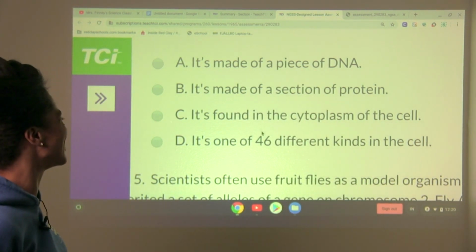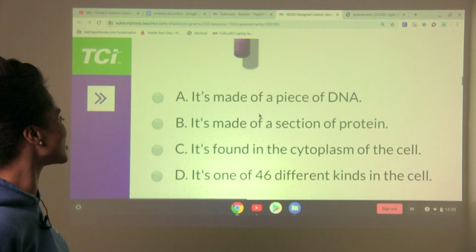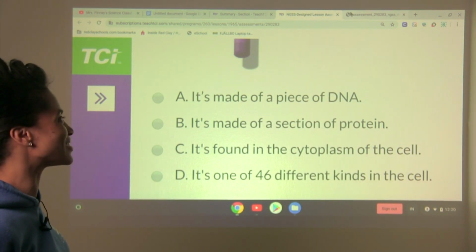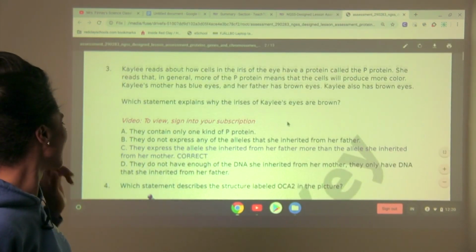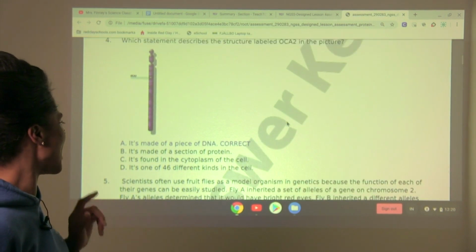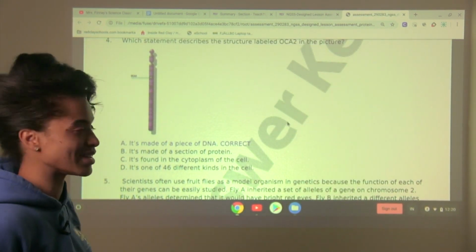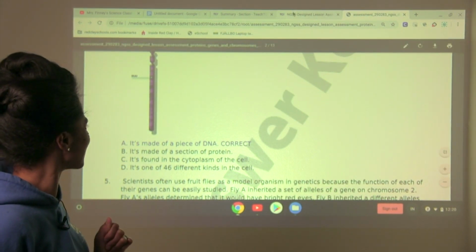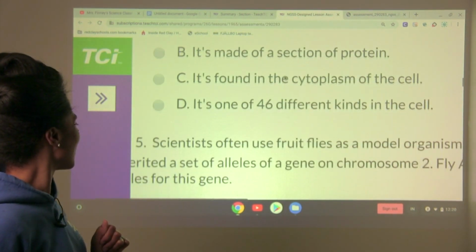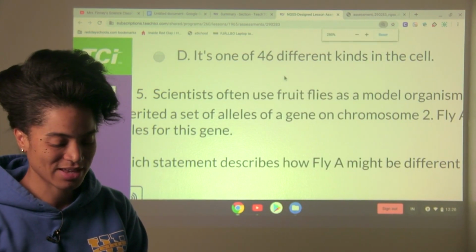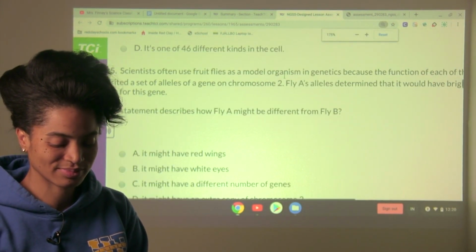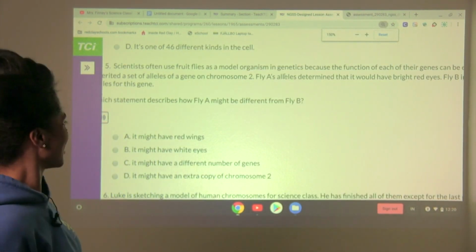Here we go. So for number 4, final answer is A. It's made of a piece of DNA. Nice work. Here we go. Last one for today. Number 5. I know you have it in you.